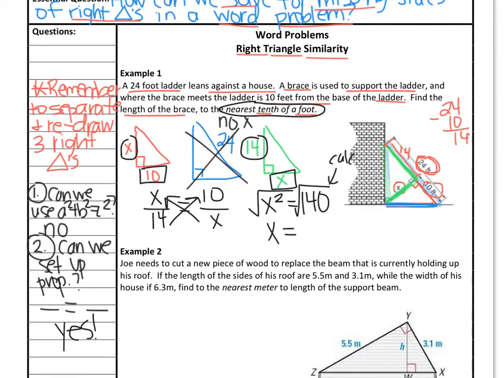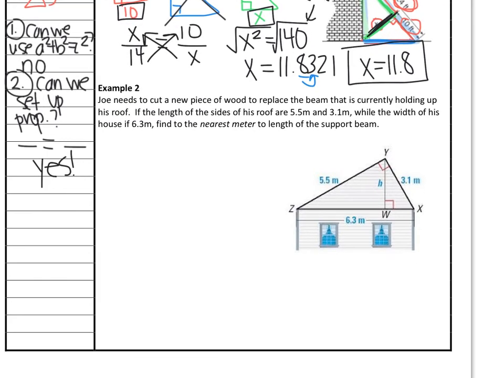And when we do that, we get 11.8321. And again, the nearest tenth is the number right after the decimal. So we're rounding to 11.8 for this one. So x is equal to 11.8, which means that the brace that's supporting that letter here is 11.8 feet long. Okay? All right, next example, scroll on down.